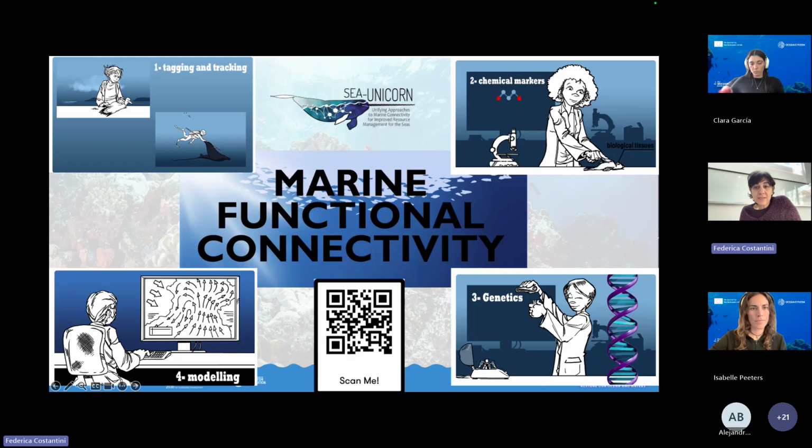We can also use a biophysical model that allows the estimation of present and future connectivity for a wide range of species. And in this case, we can use modeling for coral and sponges, for example, but we need to have very detailed information about their life history traits to allow the modeling to be very precise.